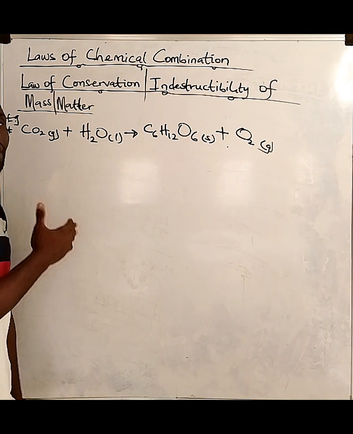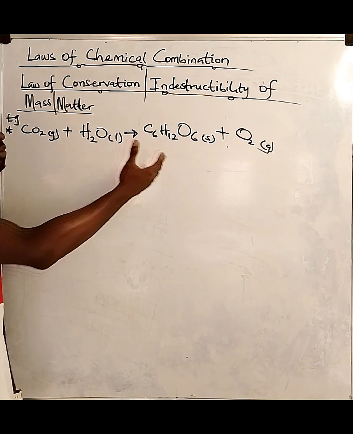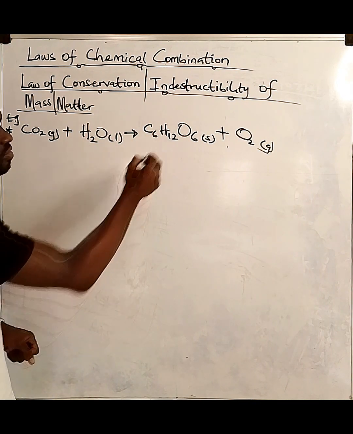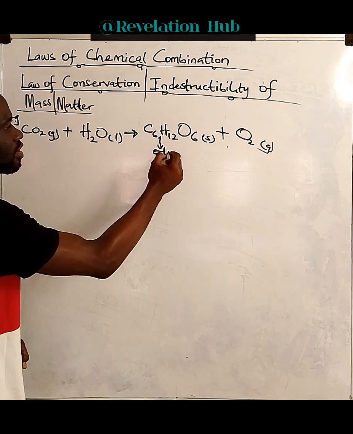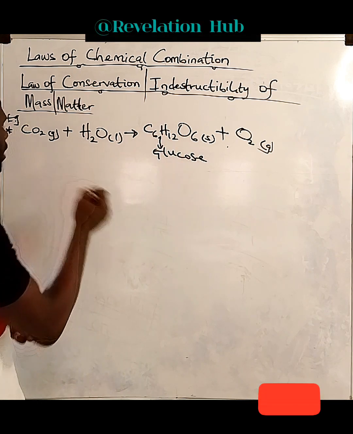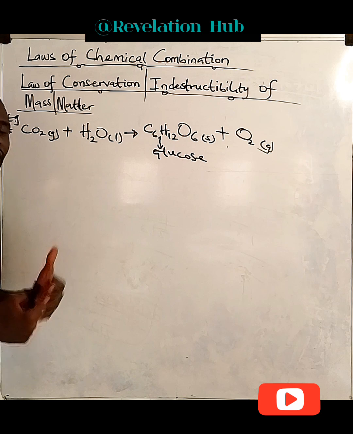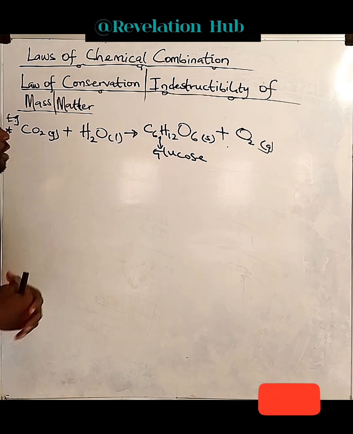Okay, right here, we're going to be looking at a simple chemical substance being formed by plants. This simple sugar is known as glucose. That's the first example you're going to be looking at. Now, every plant undergoes this. Every plant with chlorophyll undergoes this.